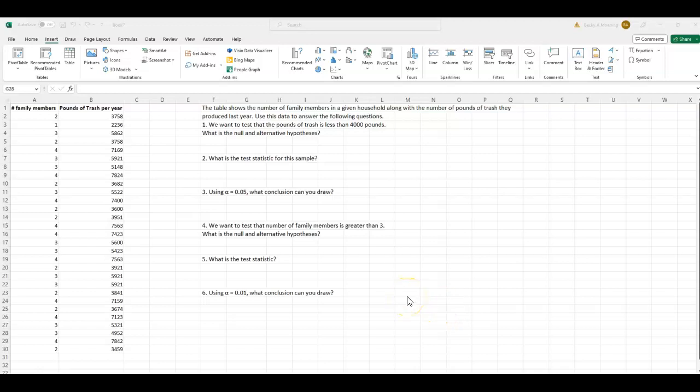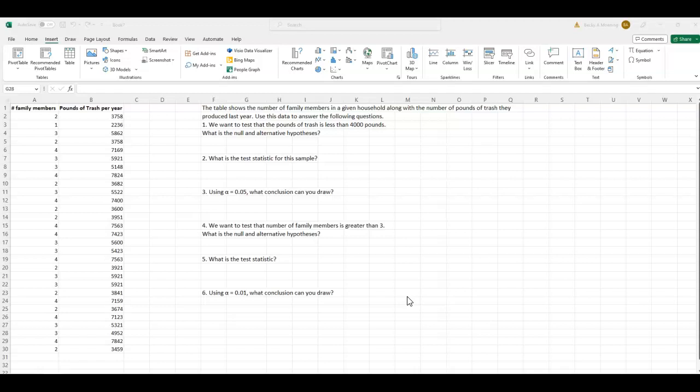Okay, so we have a data set here given in Excel with the number of family members and the pounds of trash this family produces in a year. This is made up, but it's based off of what I found online, just FYI. The table shows the number of family members in a household along with the number of pounds of trash they produced last year. Use this data to answer the following questions.